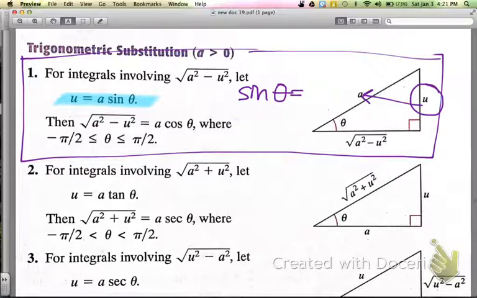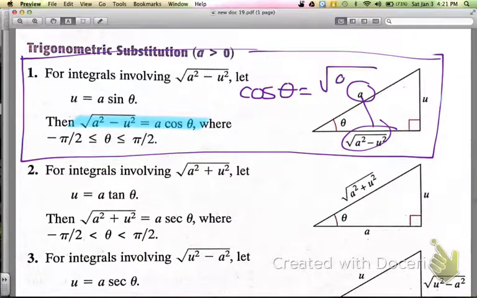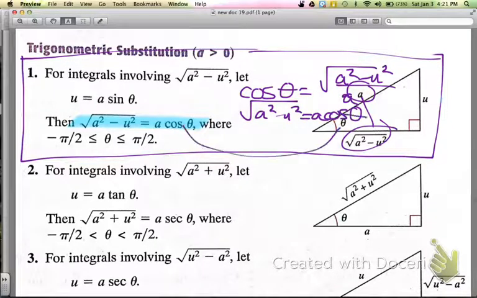And then vice versa, if we're looking at the second piece down here, I have a squared minus u squared. The square root of that equals a cosine of theta. Well, again, that makes sense because we're looking at the ratio of these two sides. So cosine of theta equals the square root of a squared minus u squared over a. And if I multiply the a to the other side, I get the square root of a squared minus u squared equals a cosine of theta, which is what I have right here. So that's where I'm getting those values from. If you ever forget what those values should be, you can just look back at the triangle and figure it out, and it should give you the same answer.